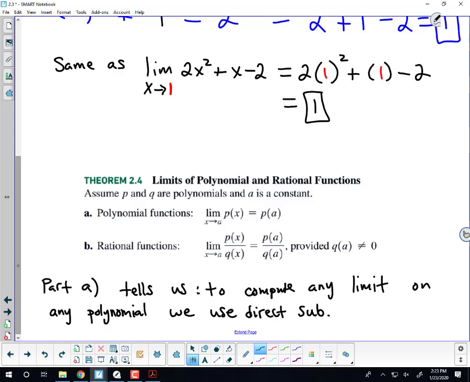If anybody ever goes on in math, does anyone plan to major in math at all? Yeah. So you'll end up taking a class that they call analysis, where you start with a general statement like this, and you have to prove it, and it's no fun.